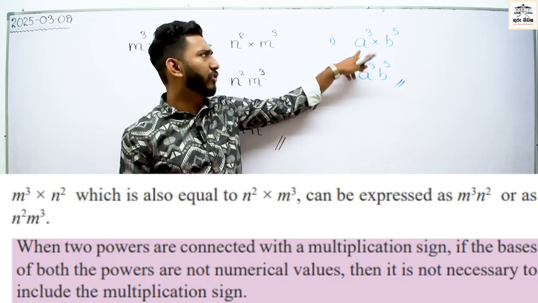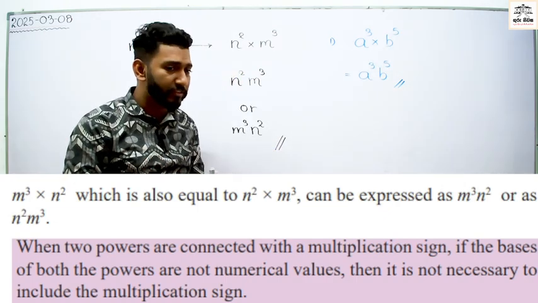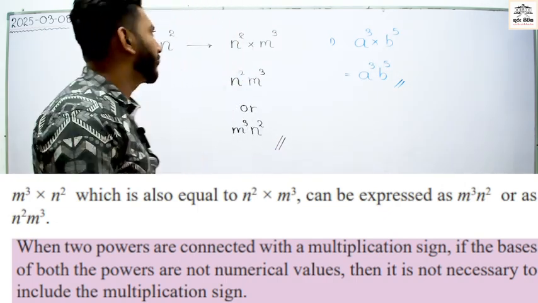Yes. A to the power of 3, b to the power of 5. We can write it without the multiplication sign. It's not necessary to represent it.